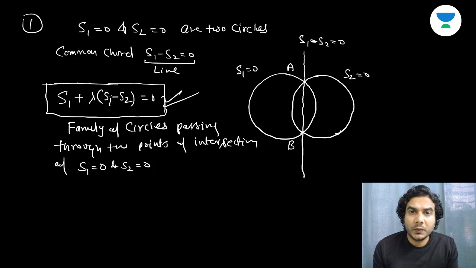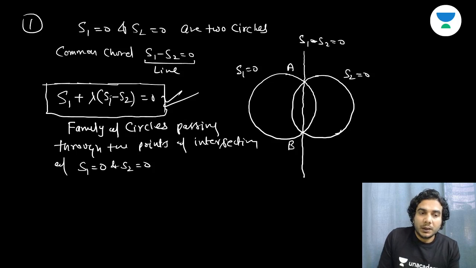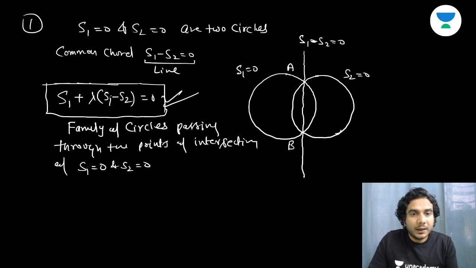Whenever two circles are given, always write the equation of the family of circles using this equation, S1 plus lambda times of S1 minus S2 or S2 minus S1, that doesn't matter. Similarly, whether you use S1 plus lambda times or S2 plus lambda times, that also doesn't matter. You can use any one of the circles and the common chord. So I hope this point is clear.